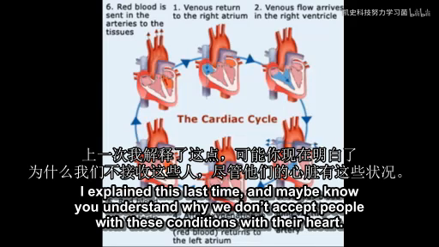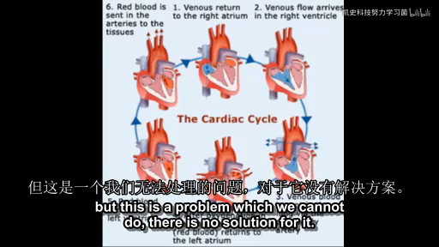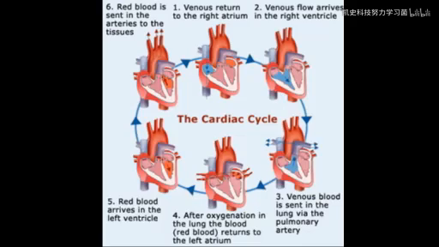And that's why I explained this to Dr. Elia last time. Now maybe she understands why we don't accept people with heart conditions. I know one of our friends on the forum has this problem, and it's very hard, I wish I could help. But this is the problem which we cannot do, and there is no solution for it because it's a mixture between emotion and physicality.